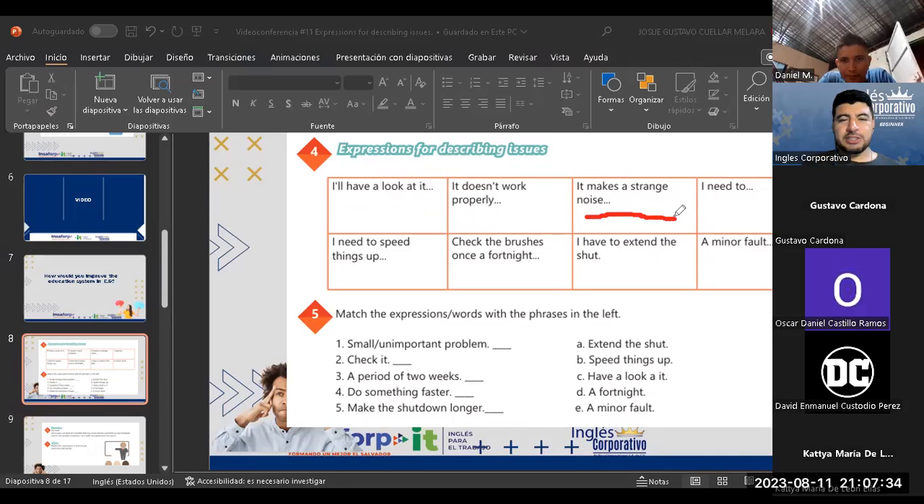It makes a strange noise. Hace un sonido raro. I need to, necesito hacer tal cosa. I need to speed things up. Necesito apresurar más las cosas. Check the brushes once a fortnight. Como que revisa las escobillas una vez cada 15 días. Okay. Have to extend the shot. Hay que extender el corte. A minor fault. Que es una falta leve.